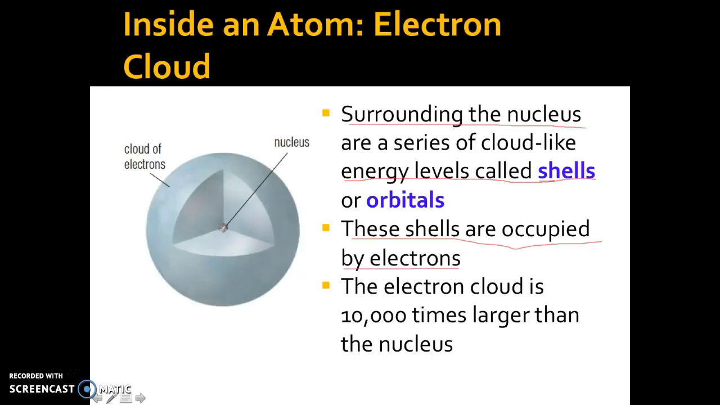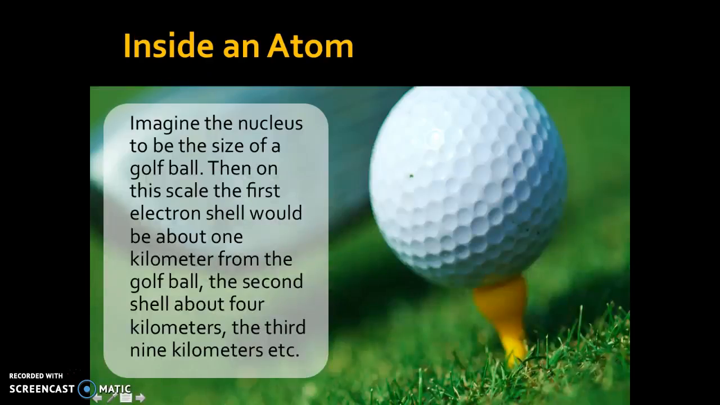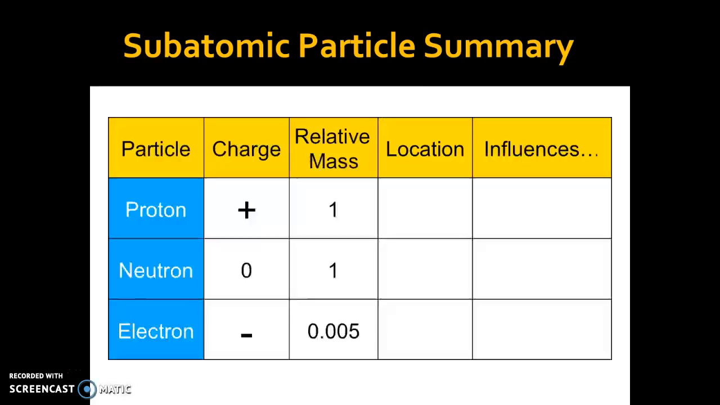And it's about 1,000 times larger than the nucleus itself. So think of it like this. If the nucleus was the size of a golf ball, then the first electron shell would be about 1 kilometer away. The second electron shell would be about 4 kilometers away, and the third electron shell would be about 9 kilometers away. So it's a pretty big area. So again, the protons and the neutrons are in the nucleus, where the electrons are in the shells.